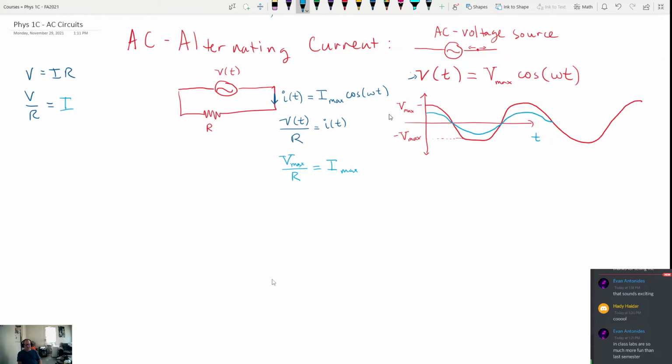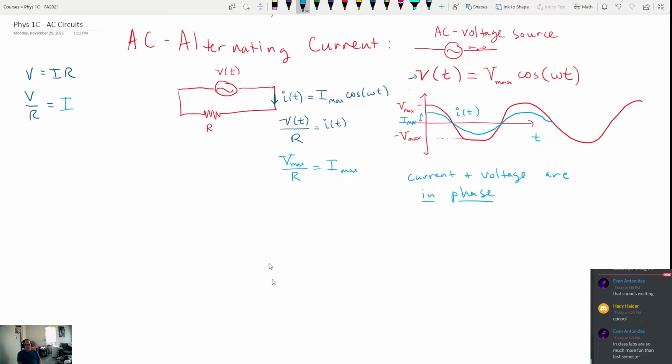Plotted on the same graph, where now that's going to be I of t, and the red line is V of t. So the height of this, if I can fit this in here, would be I max. And in this case, we would say that the current and voltage are in phase with each other.